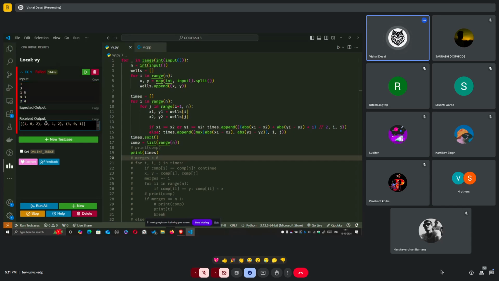Then I have a distance of 2 between 1 and 2. That is 4 4, 3, and 2 4. I have a distance of 3 between 0 and 1. So as we can see, they are sorted according to the distances.